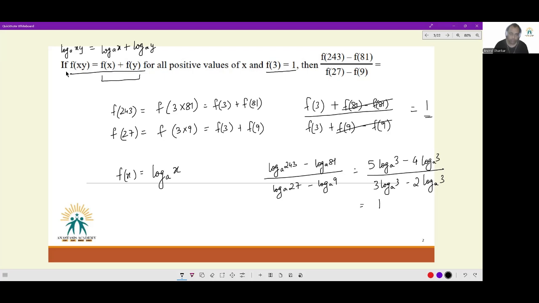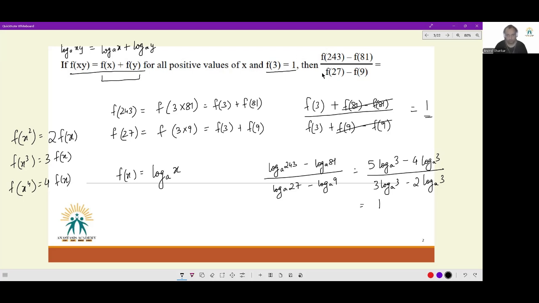Another way you can break it down is, see, f of x square is going to be f of x into x, which is 2 times f(x), or f of x cube is going to be 3 times f(x), or f of x raised to the power 4 is going to be 4 times f(x).